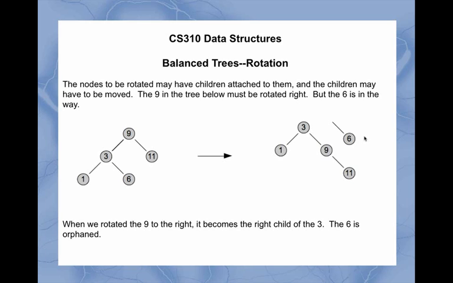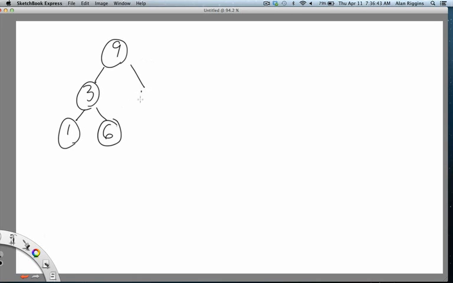So what can we do with this situation? I want to take a look at this tree and look at what has to happen with this other node. We have 9, 3, 1, 6, and then an 11 here.